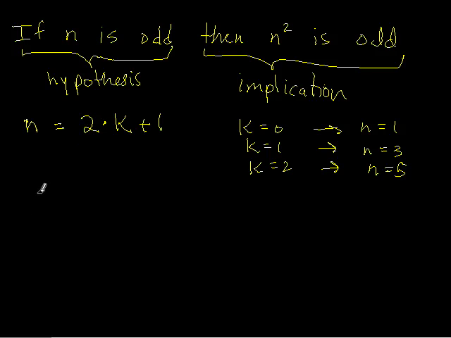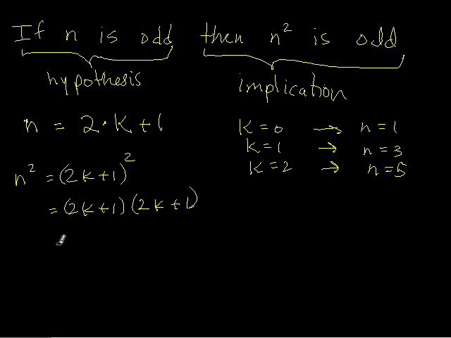Okay, so now we're going to explore our implication. What happens if we square this number? So we have n squared, which is 2k plus 1 squared. I'm going to rewrite that as 2k plus 1 times 2k plus 1. Okay, so now let's multiply that out.